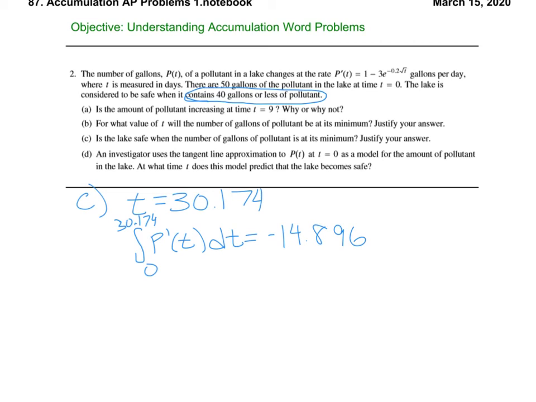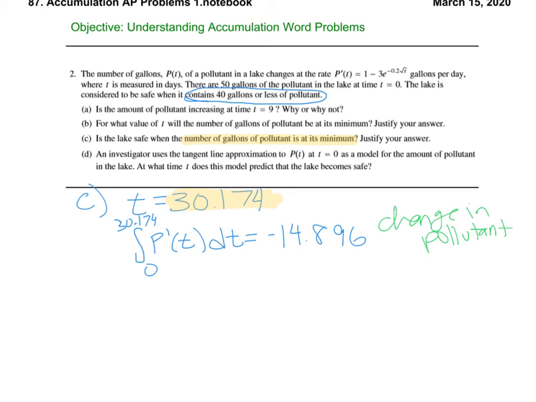Now, I skipped something, so think about what I skipped, if you haven't been yelling at your computer already. The number of gallons of pollutant is at its minimum. Well, t equals 30 was our minimum. What did I ignore? There is one piece of information that I ignored. I mean, that's less than 40, but can you have a negative amount of pollutant? No. Remember, this number represents the change in the pollutant.